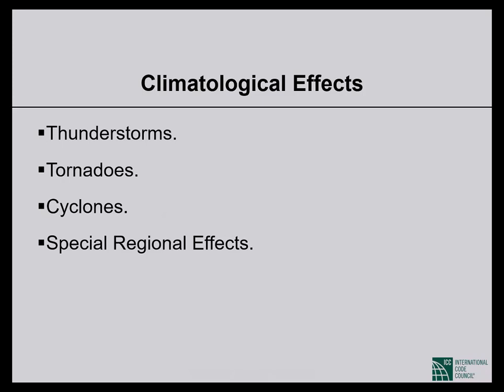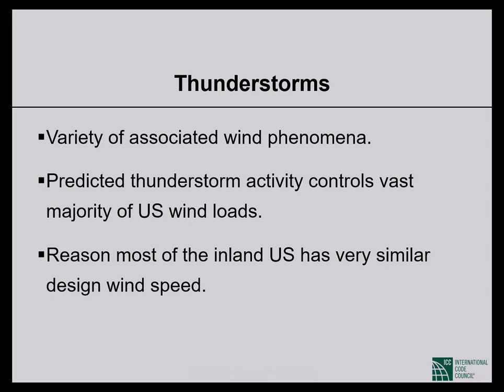Special regional effects can be caused by wind blowing through mountain gorges, things like that. Those are things we also have to contend with if we are going to design successfully against wind. So thunderstorms, tornadoes, cyclones, and special regional effects.